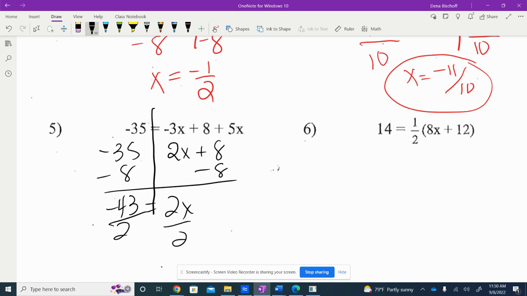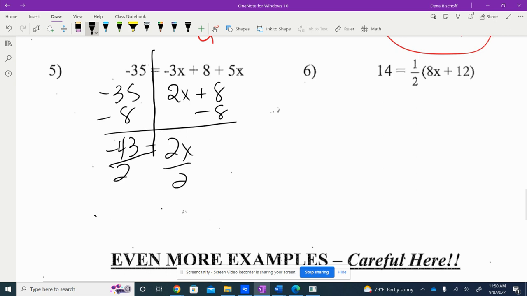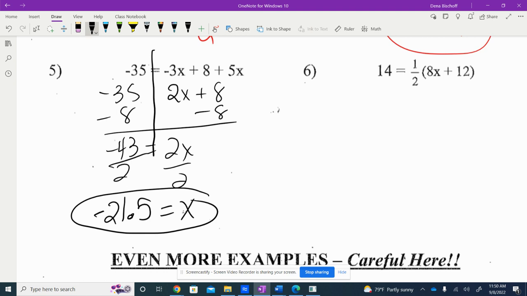Okay. The other thing that you can do is you can put it into a calculator, Brody, and do negative 43 divided by 2, and it'll give you a decimal. And if it's a terminating decimal and you're not good with fractions, leave your answer as the terminating decimal. In this case, it would be negative 21.5 equals x, and that's fine too. The only time you can't put a decimal as an answer is if that decimal goes on forever. We don't solve for non-terminating decimals. Okay.